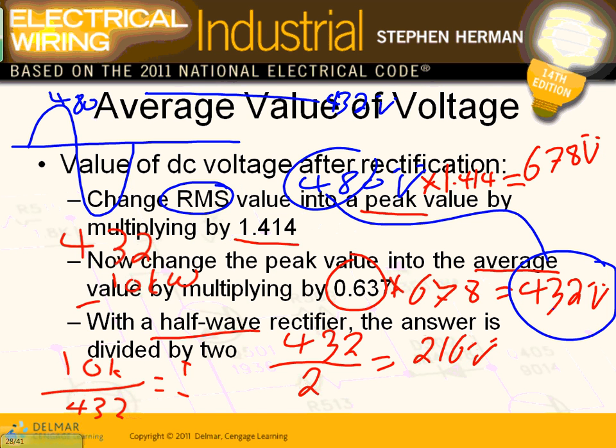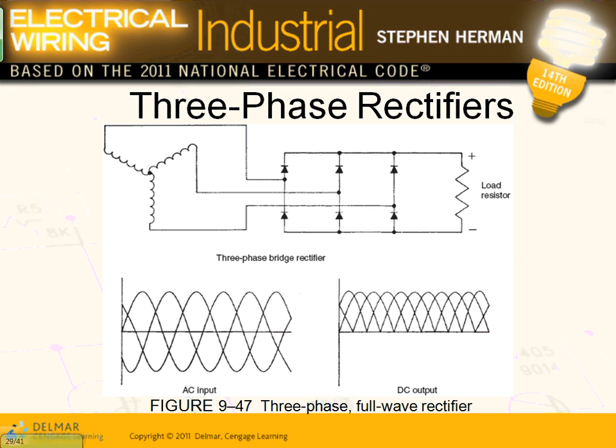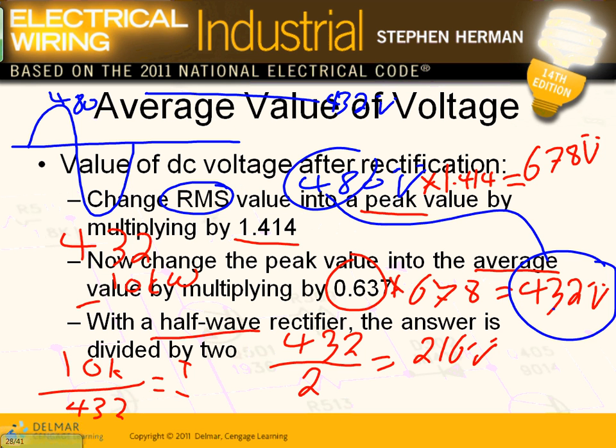There's a constant of 0.637. That's the statistical value to get you the average from the peak. For a sinusoidal signal, mathematically, to get an average from a peak you multiply by this number.